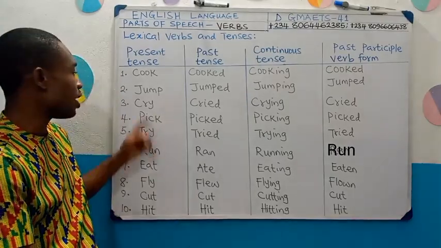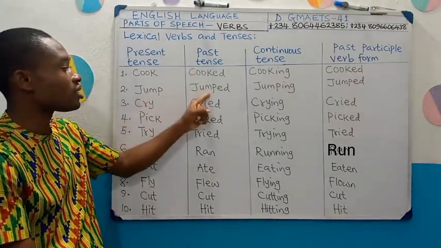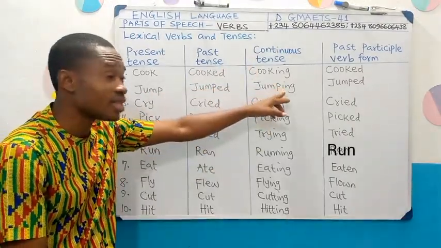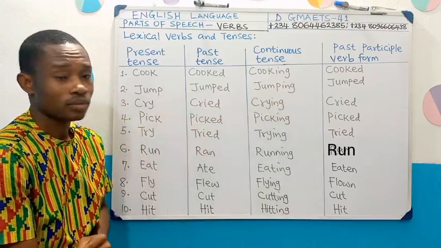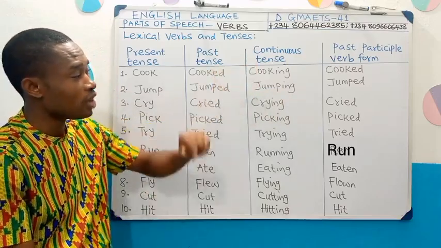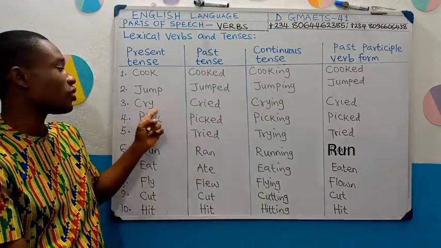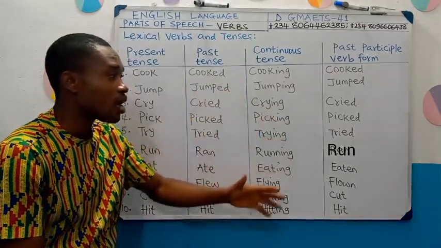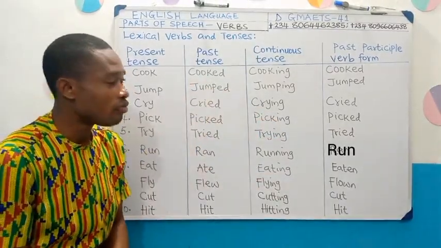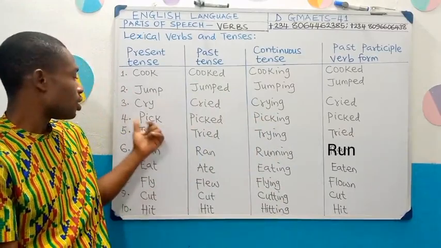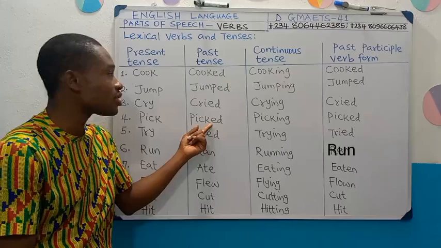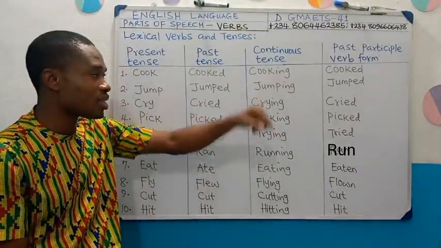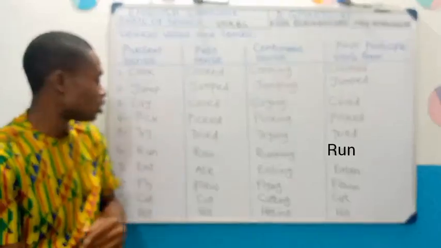Number two, the present tense, jump. Past tense is jumped. Continuous tense is jumping. You can still see that it ends with ing. Past participle verb form is jumped. Number three, cry. Past tense is cried. Continuous tense is crying. Past participle verb form is cried. Number four, pick. Past tense of pick is picked. The continuous tense is picking. Past participle verb form is picked.